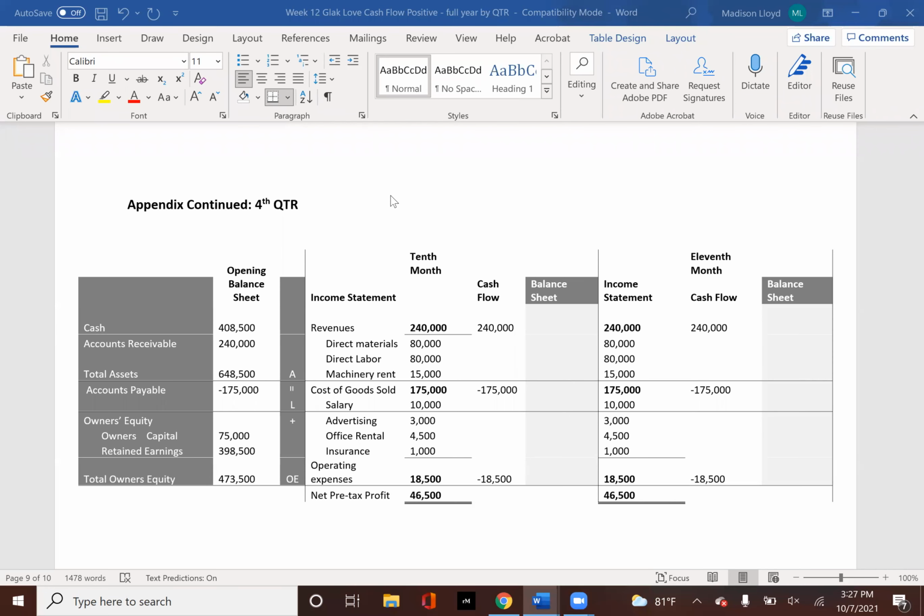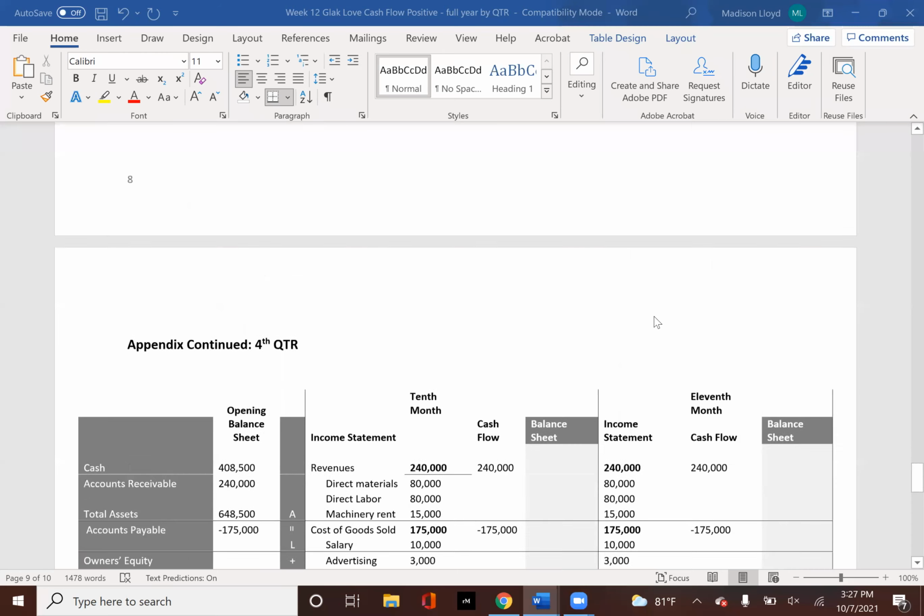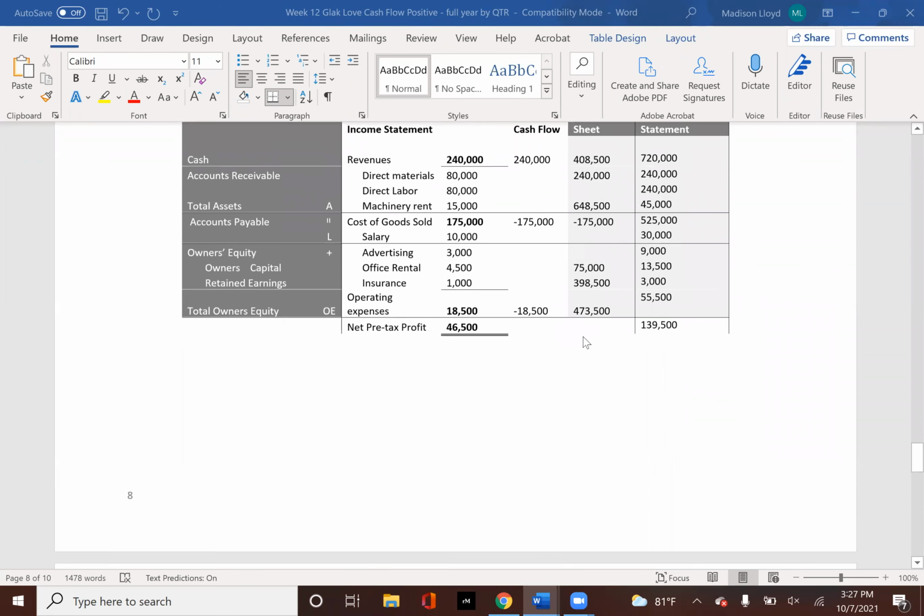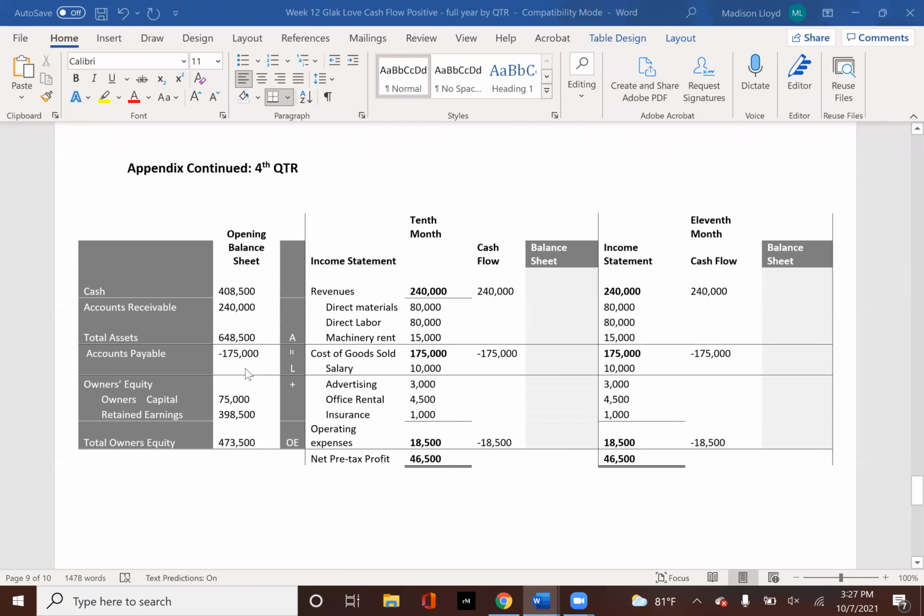Okay, well, we're going to go ahead and start with the fourth quarter, 10th month. We copied our opening balance sheet, so our balance sheet from last month right here, copied all these values down here so we don't have to scroll. All of these values in the income statement and the cash flows are going to be the same because they're the exact same values again.